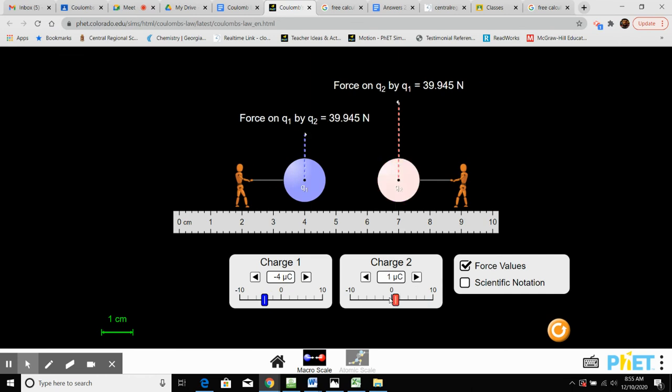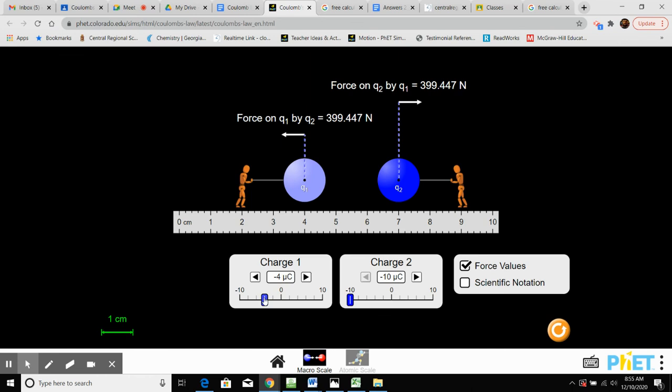What if I made them both negative? It's also repulsive. So what determines whether it's attractive or repulsive? Like charges are going to repel, and opposite charges are going to attract. All right.